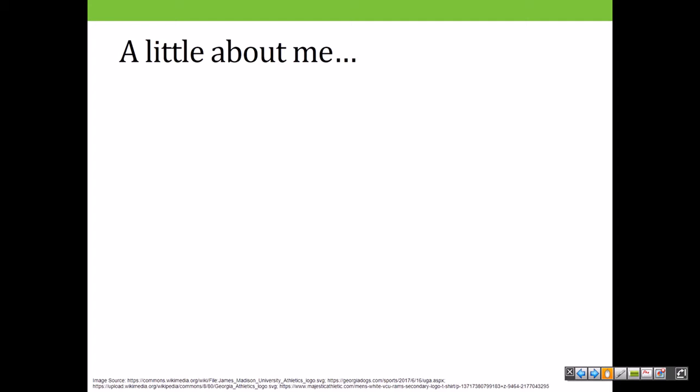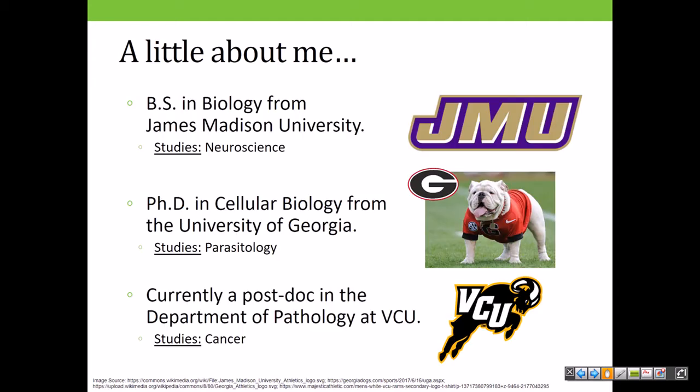So as Stacy said, I went to James Madison University. I'm from Virginia. I got my bachelor's in biology, where I studied neuroscience. Then I went to the University of Georgia, where I studied drug discovery and parasitology during my time for my dissertation. And now I'm currently a postdoc in the Department of Pathology, where I study a pediatric cancer called Ewing sarcoma. And we're interested in the protein degradation pathways that primarily affect that type of cell.